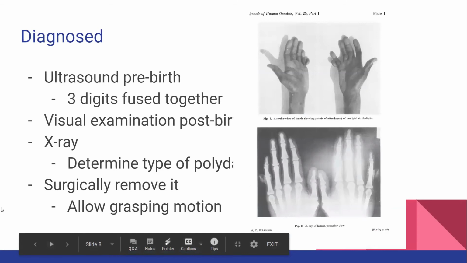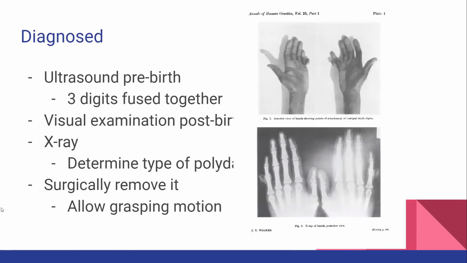For diagnosis, there are a couple of different options. Using an ultrasound, you can notice that the baby will or will not have polydactyly before they're born, just by looking at the bone formation and whether there are digits fused together or extra digits on the hands. Post-birth, you can just visually examine and then use an X-ray to decide what type of polydactyly it is. And then, as previously mentioned, a lot of times people choose to surgically remove it afterwards.